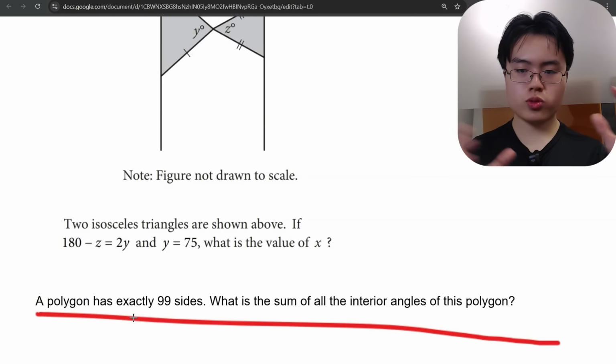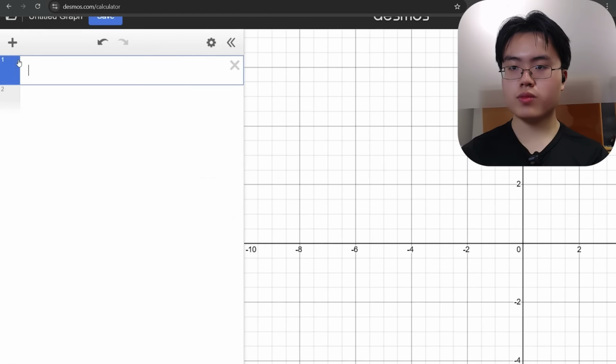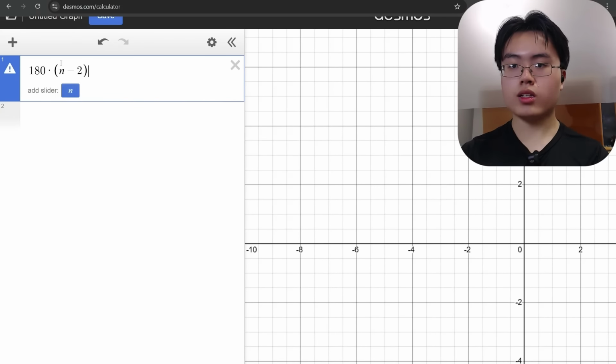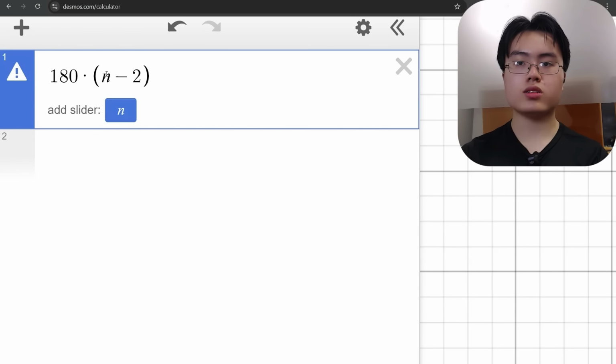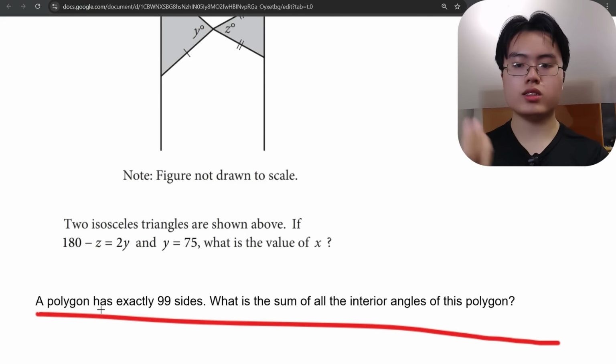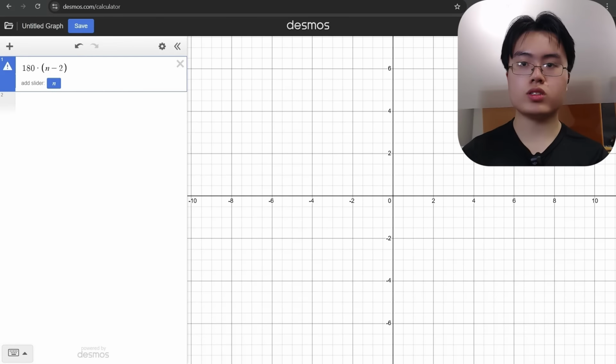But this is the rule for the sum of the interior angles of a polygon. The formula you have to know for this is 180 times (n minus 2), and n is the number of sides of a polygon. A polygon is just a shape made of sides. Really, it is the sum of the measures of the inside angles of the shape.